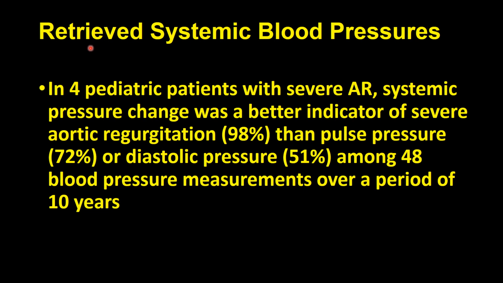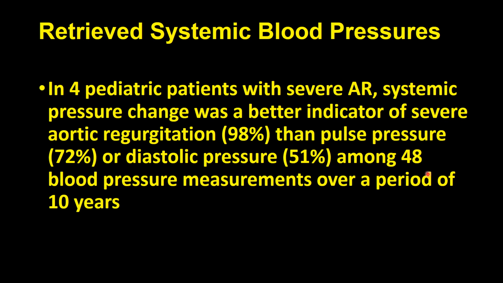So in our retrieved systemic blood pressures in 4 patients with severe AR, the systemic pressure change was a better indicator of severe aortic regurgitation. So 98% of these blood pressures were about 60%. So it was a better predictor than pulse pressure, which was only 72% of those values were abnormal when compared to our control group. Diastolic pressure was low in 51% of these patients. So this was not a good indicator of severe aortic regurgitation at all.